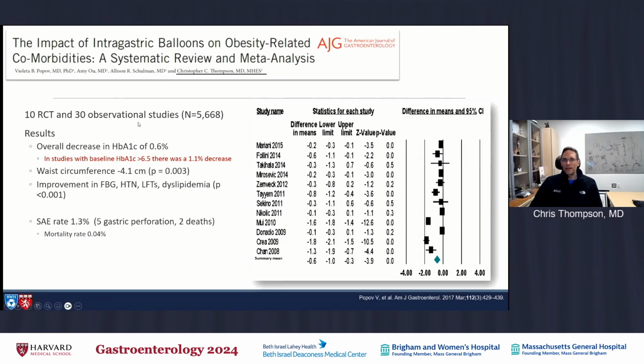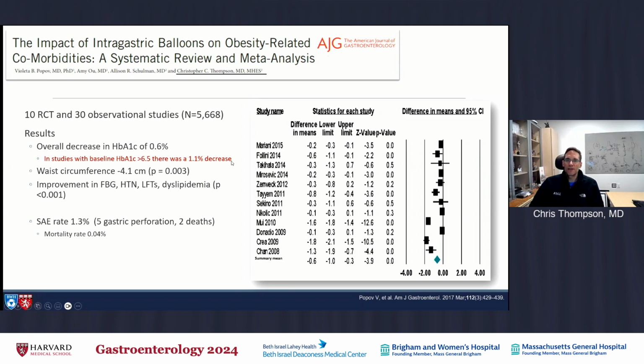This is an interesting study that we did as a meta-analysis looking at 10 RCTs and 30 observational studies over 5,600 patients. And we were looking at comorbidity resolution with balloons. And here you can see overall the HbA1c decreased by 0.6%. But if you look at the studies where the baseline HbA1c was greater than 6.5, so they clearly had issues with glucose homeostasis, they had a 1.1% reduction in A1c.